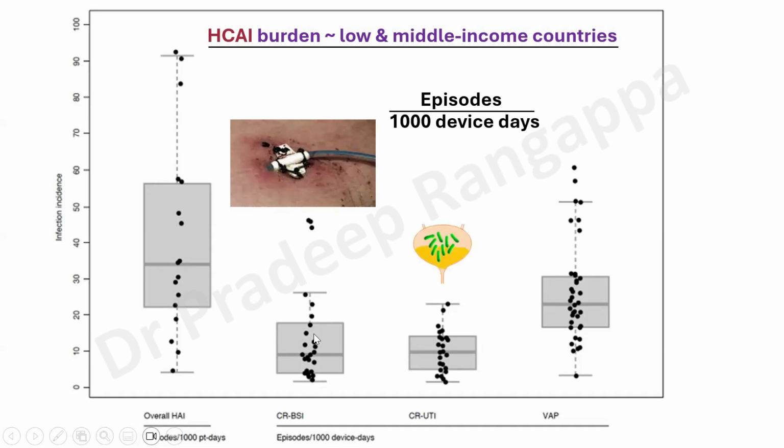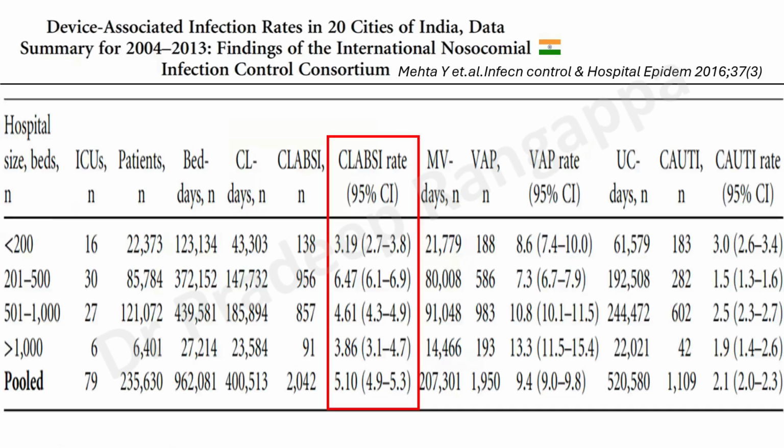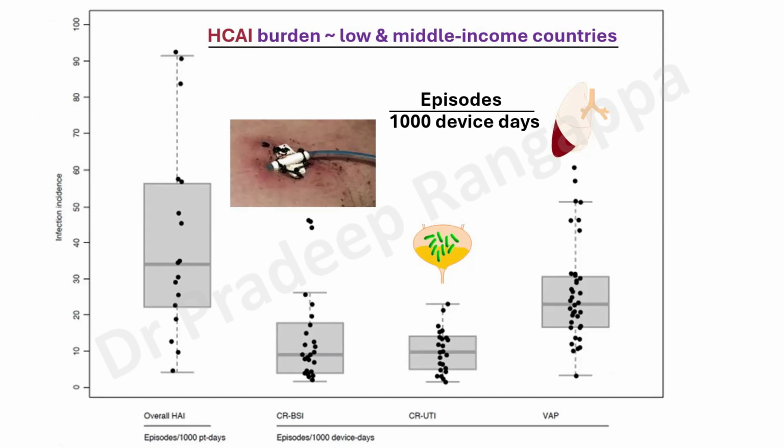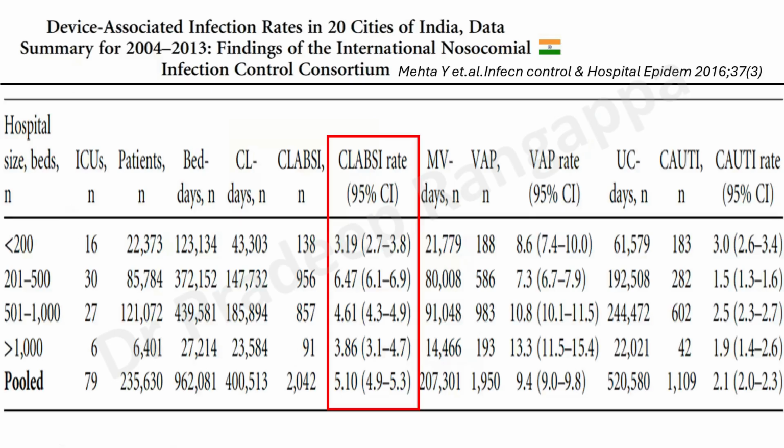If you look at UTI, the accepted benchmark is 6 per 1,000 catheter days. Even here, 0 to 10 is quite clustered, but above 10 we also have some. If you look at VAP, the accepted benchmark is 18 per 1,000 ventilator days, and here the clustering seems to be more than 20. Basically, in middle income countries, it is quite fluctuant across the board with regard to the benchmark indices. If you want the hard data in India, this is data on device-associated infection rates.